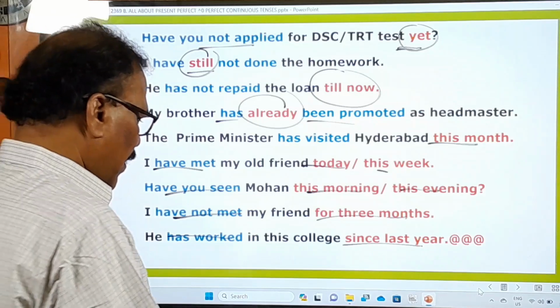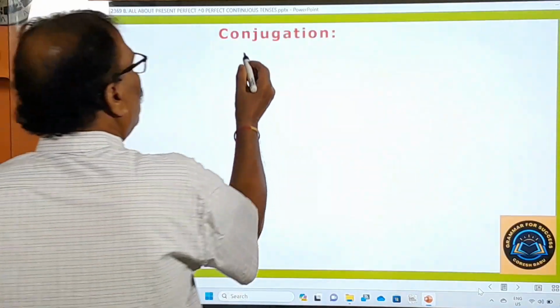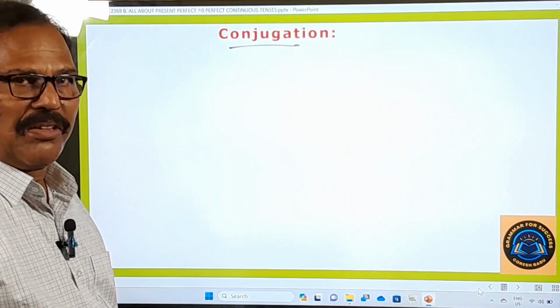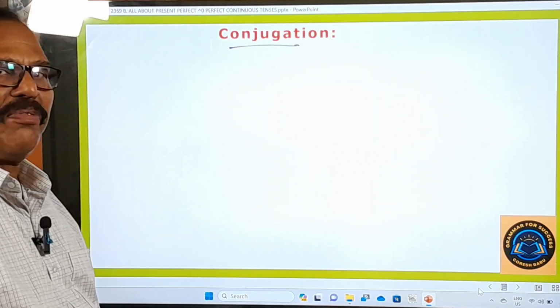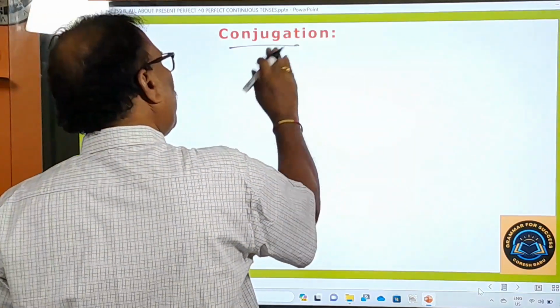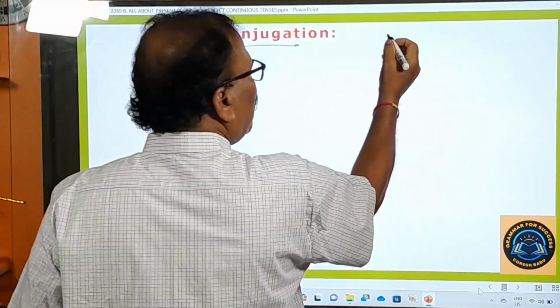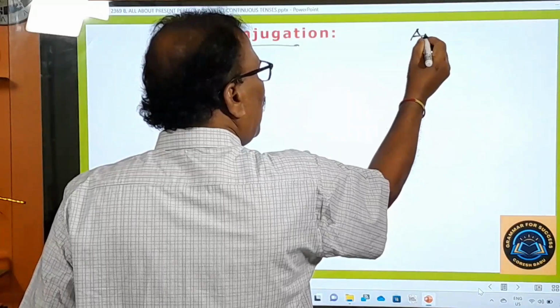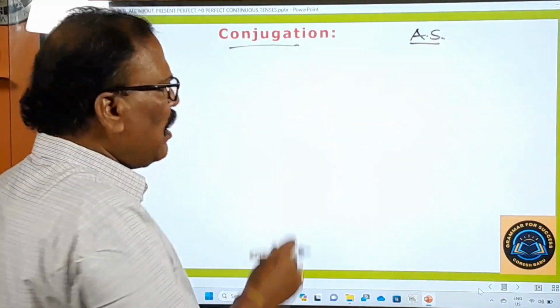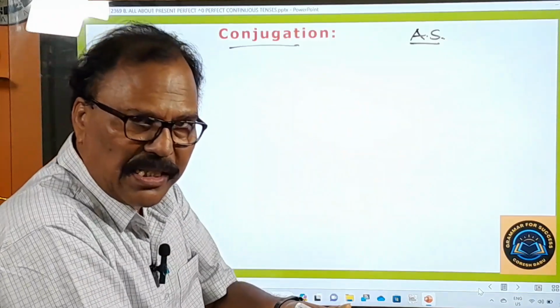Now let's go to the next slide. Now we have come to conjugation. Conjugation is very, very important, okay? For the improvement of your spoken English skills, we have to give a lot of importance to this conjugation. Conjugation means changing an assertive sentence, an ordinary sentence, into various other sentences, okay?